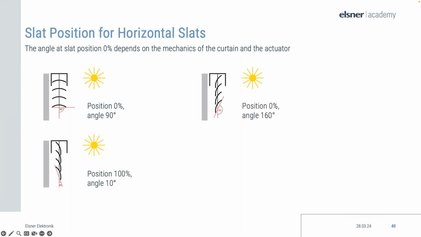Next up, we have shades that fold inwards, which can be seen in the picture above right. Here the angle is, for example, 160 degrees at 100% slat position. The angles must be measured, for example, with a set square or requested from the shading manufacturer. The determined values are then entered in the parameters. You can see the parameters below.